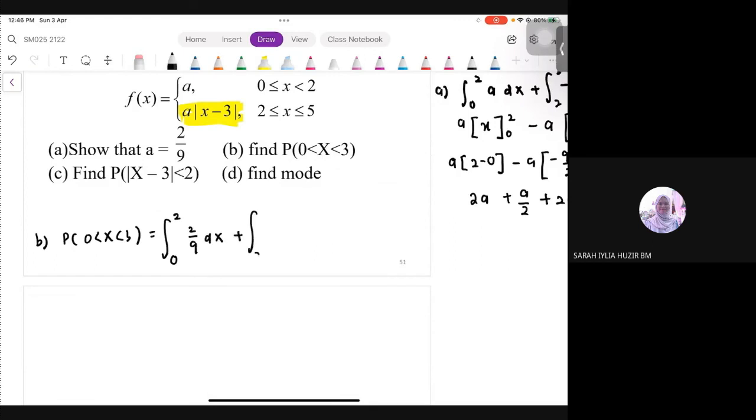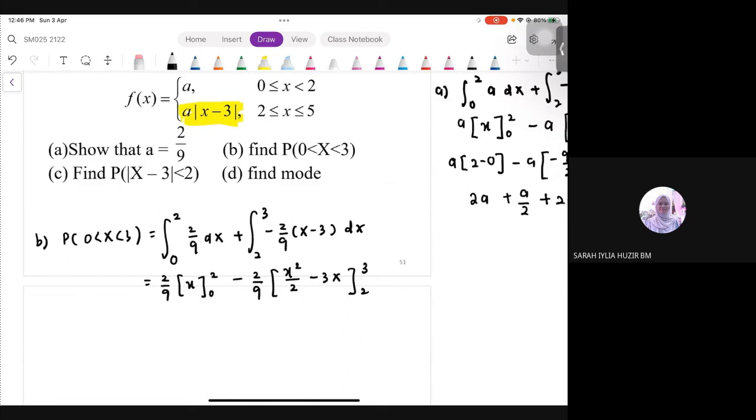Plus with from 2 up to 3, kita kena ambil negative function. So, negative 2 over 9 of x minus 3. Okay. Ini je part yang kena hati-hati. Make sure correct limit with the correct function as before. So, now you may start integrate. First one we will get 2 over 9x. And then second one we will get 2 over 9 times x squared over 2 minus 3x.